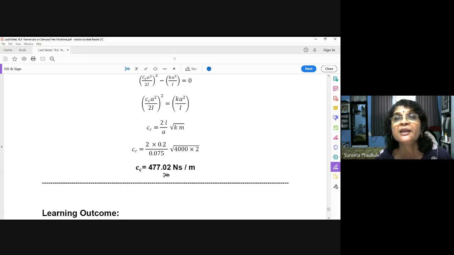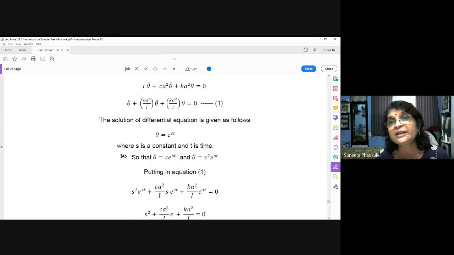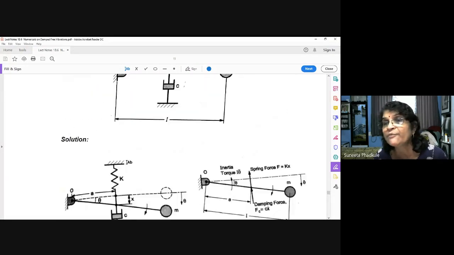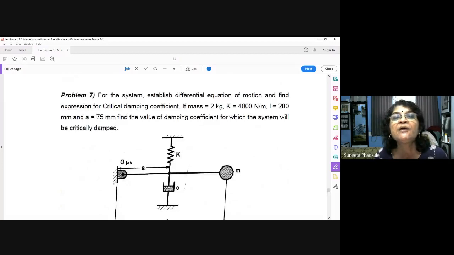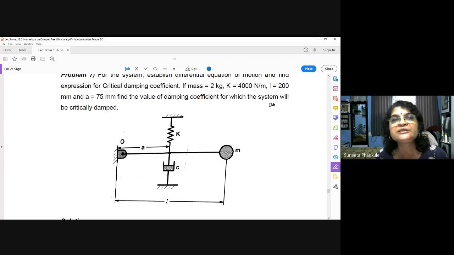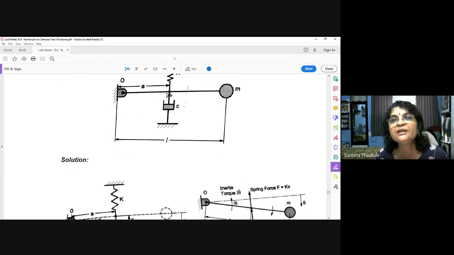Okay, I will just revise it again because this is a very critical, difficult problem. What is asked in this problem? Within five minutes I will revise. For the system, establish the differential equation of motion, means I theta double dot etc., and find the expression for critical damping coefficient. That means Cc is equal to something, that critical expression. Mass is given, K is given, L and A, the dimensions are given. Find the value of damping coefficient for which the system will be critically damped. That means Cc.